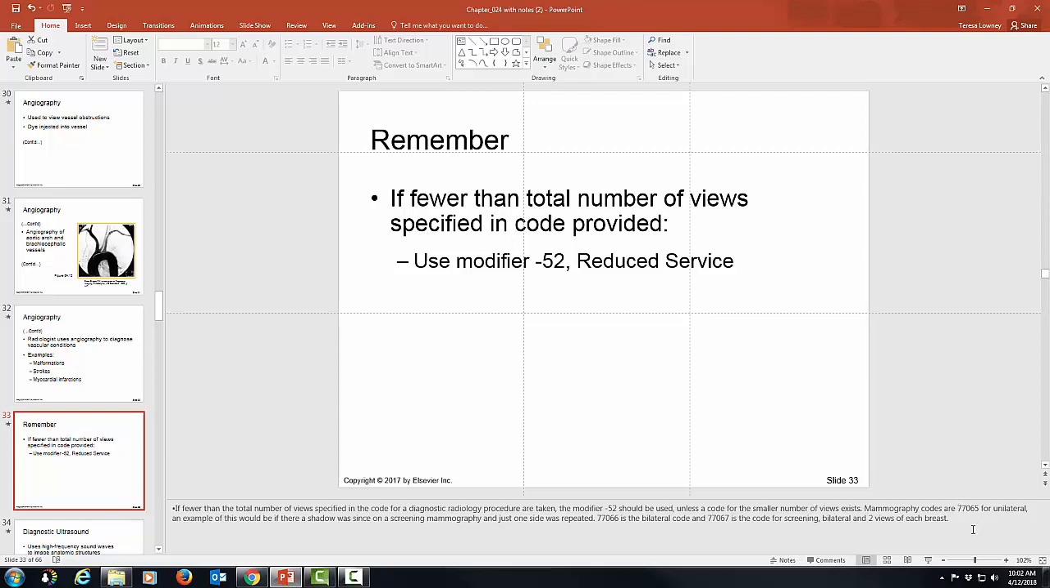Mammography codes are difficult. 77065 is for a unilateral diagnostic mammography. For example, if there was a shadow found on a screening mammography and then just one side was repeated. 77066 is the bilateral code, and these are diagnostic views, and 77067 is the code for screening, bilateral, and 2 views of each breast.